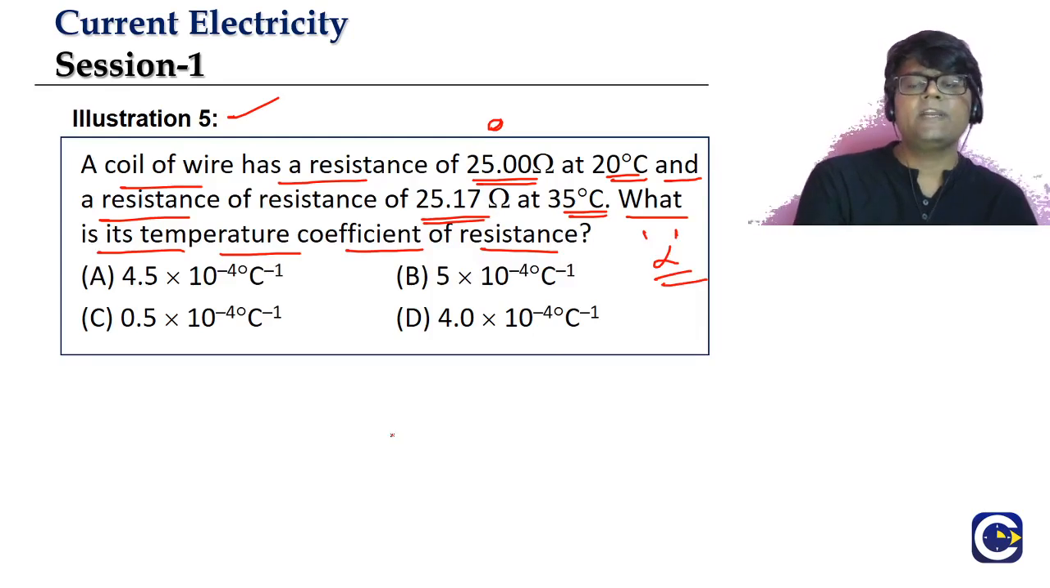We need to find what, guys? We need to find the alpha value. So what is the formula we have? R at the temperature T is equal to what, guys? R naught into 1 plus alpha delta T.